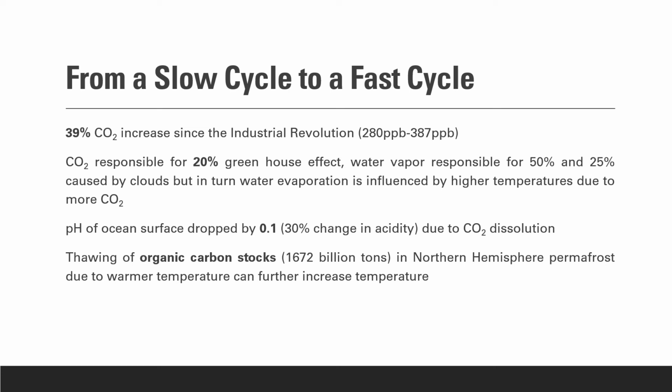The pH of the ocean surfaces has been seen to drop by 0.1 on the pH scale, which is about a 30% change in ocean acidity, and it is leading to, as you all know, ocean acidification. And more ocean acidification would lead to the death of all the organisms that have calcium carbonate in their exoskeletons. A warmer temperature is also leading to the thawing of the organic carbon stocks in the northern hemisphere in the permafrost regions. And this thawing could gradually also release even more organic carbon into the atmosphere.